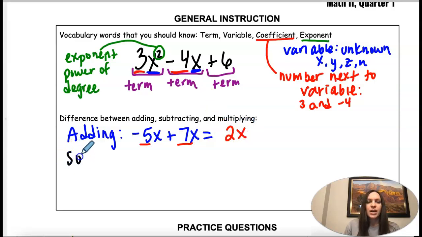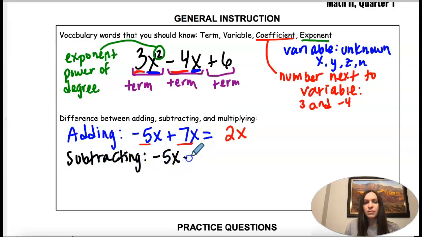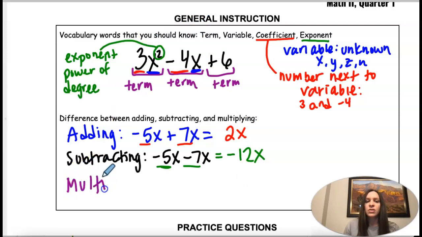If I'm subtracting, say I have negative 5x minus 7x, this is the same thing. I only look at the negative 5 minus 7, which is equal to negative 12, and then I'd still have the x. These are the same rules, but things change when we multiply.